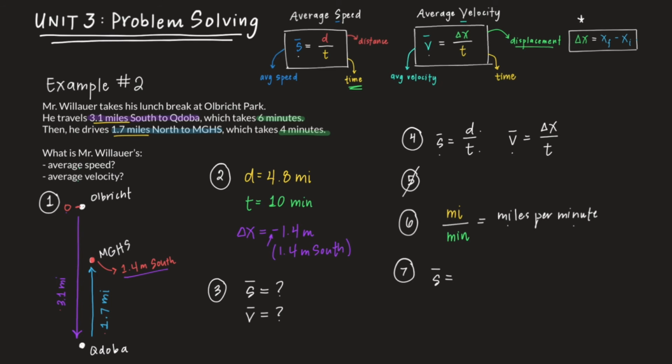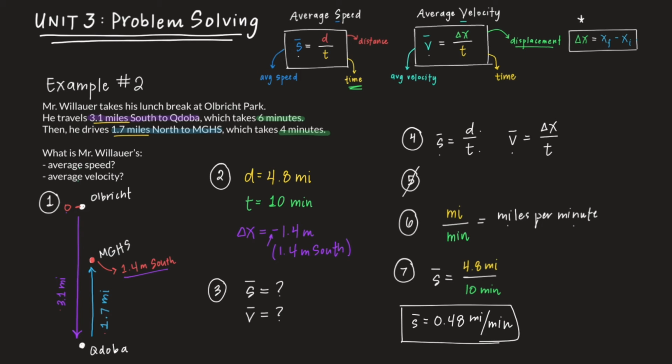So now let's solve. I'm going to plug in my distance, which I calculated was 4.8 miles. That was the total ground that he covered, 3.1 miles, then 1.7 miles. And divided by his total time of his journey, which was 10 minutes. So if I plug that into my calculator, I get for my average speed, Mr. Willauer's average speed is 0.48 miles per minute. And remember, speed is a scalar, so it doesn't need a direction.